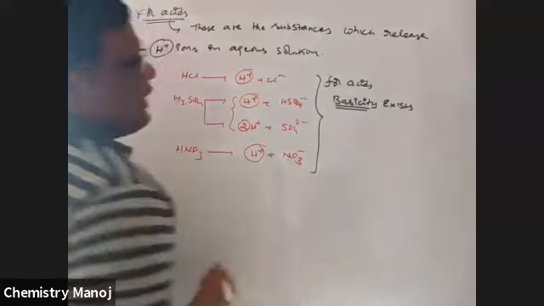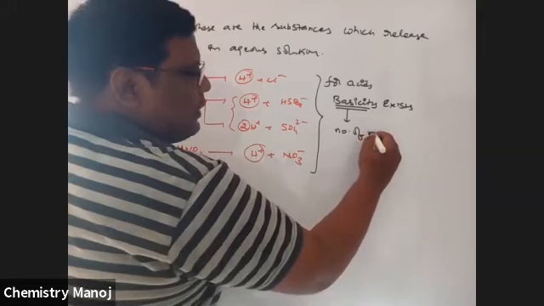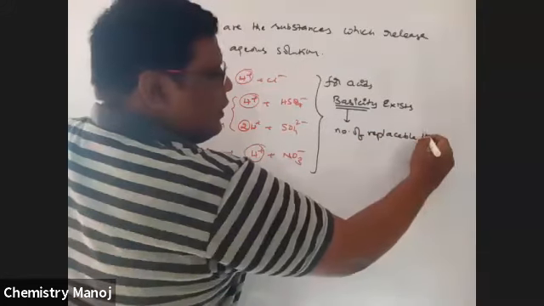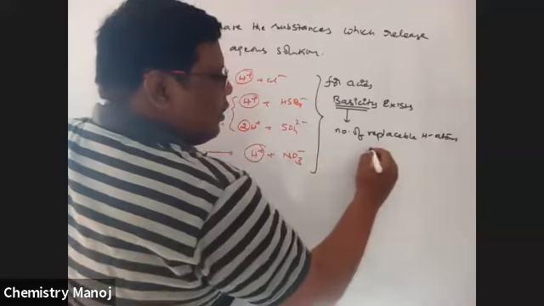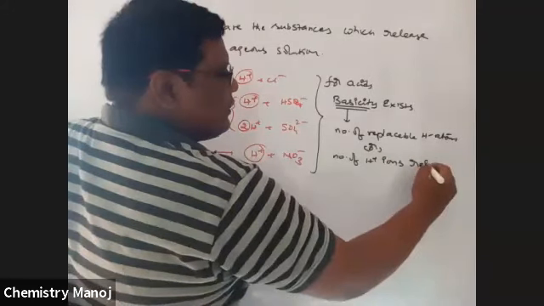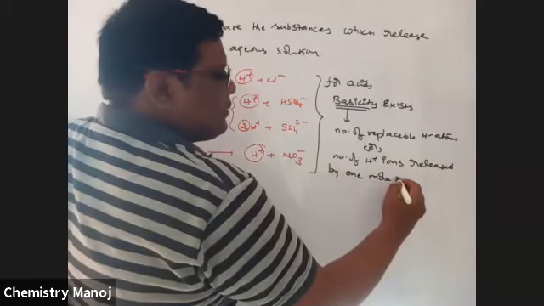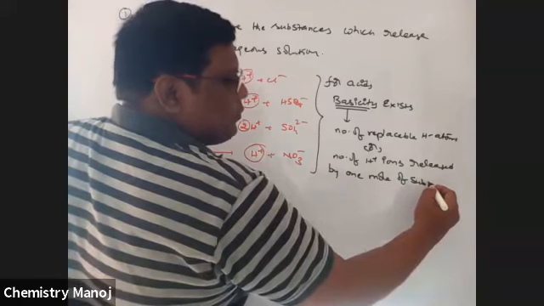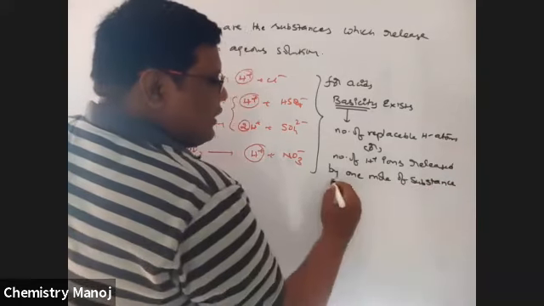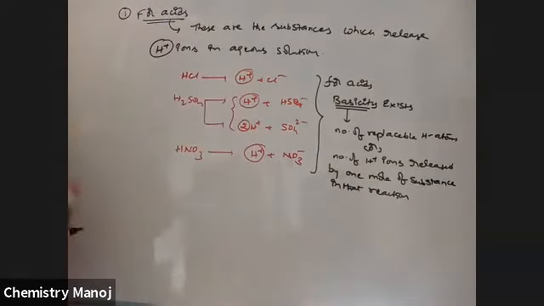For acids, basicity exists. What is this basicity? Basicity is nothing but the number of replaceable hydrogen atoms, or the number of H plus ions released by 1 mole of substance in that reaction. The number of replaceable hydrogen atoms or H plus ions released by 1 mole of substance is taken as basicity.